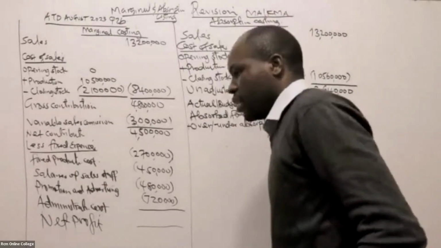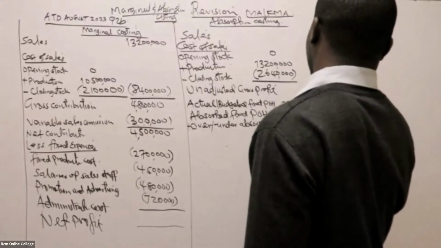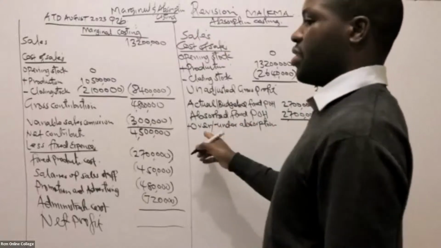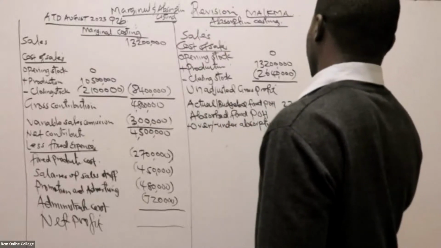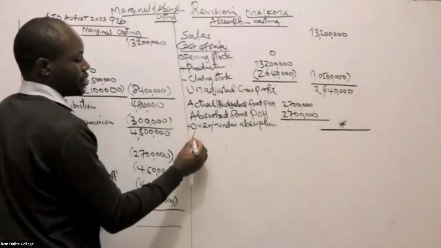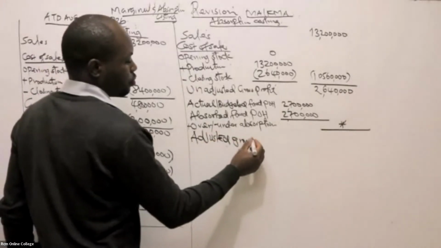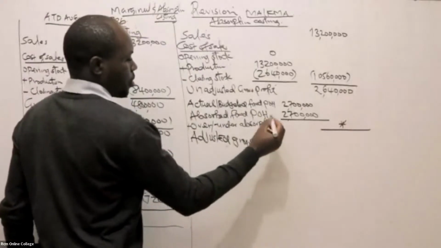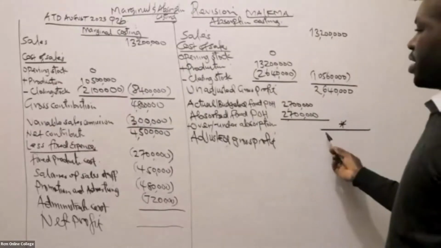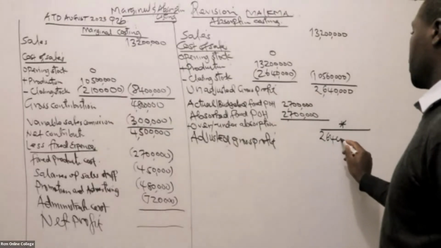So you don't have either of the two. Once you do this, these are supposed to give you a figure which you bring here. You can see we don't have it. So what do we need to do? We just need to drop it down here and talk about adjusted gross profit. Adjusted gross profit, this one here, plus or minus what you'll be having here, depending on the answer you have, will give us the same figure, 2640.